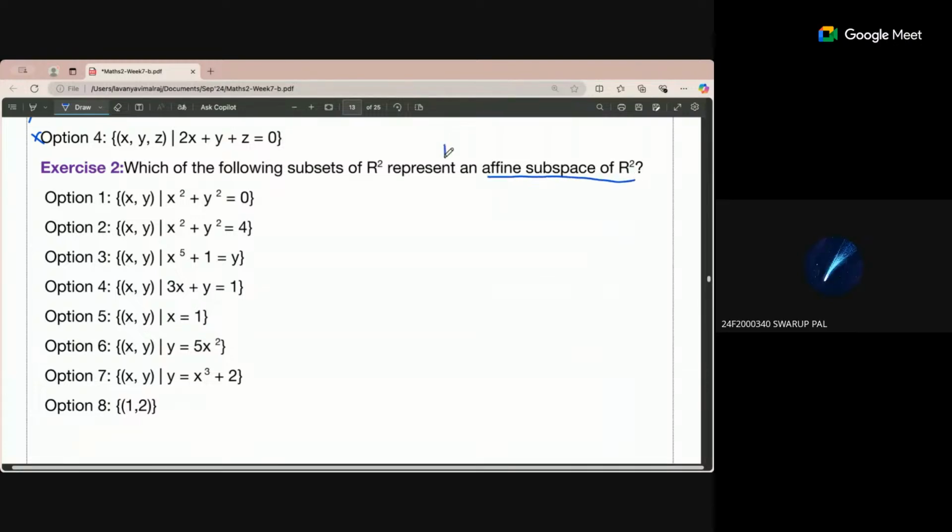Must be linear. Either a point, or a line, or a plane, or entire R2. So these are the possible affine subspaces of R2. So now, what is this?